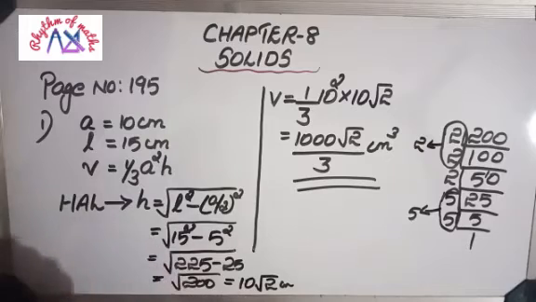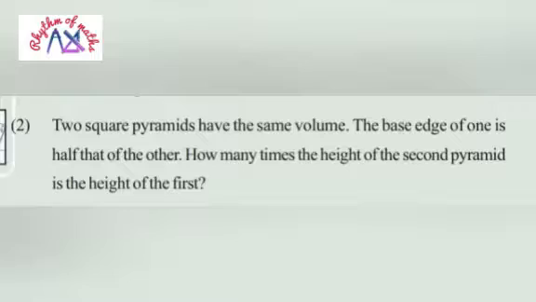Okay, so this is the first one's answer. Question number 2. Two square pyramids have the same volume. The base edge of one is half that of the other. How many times the height of the second pyramid is the height of the first?